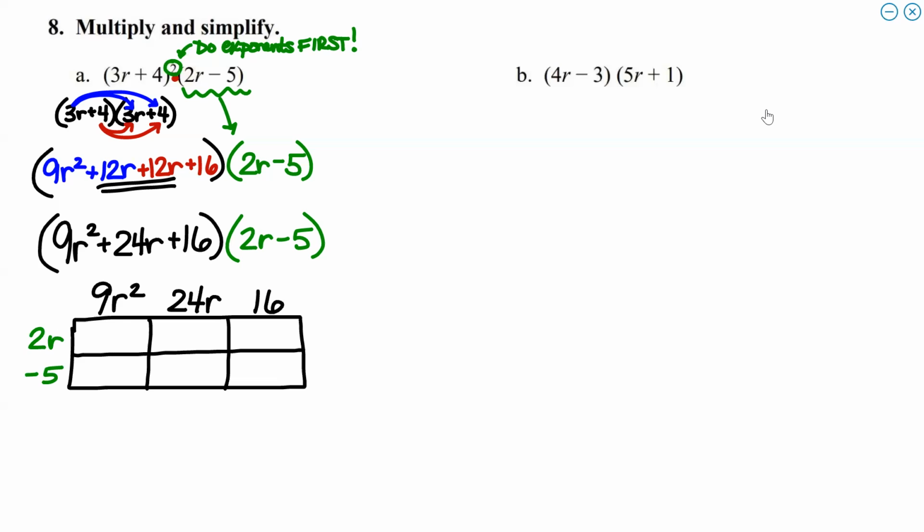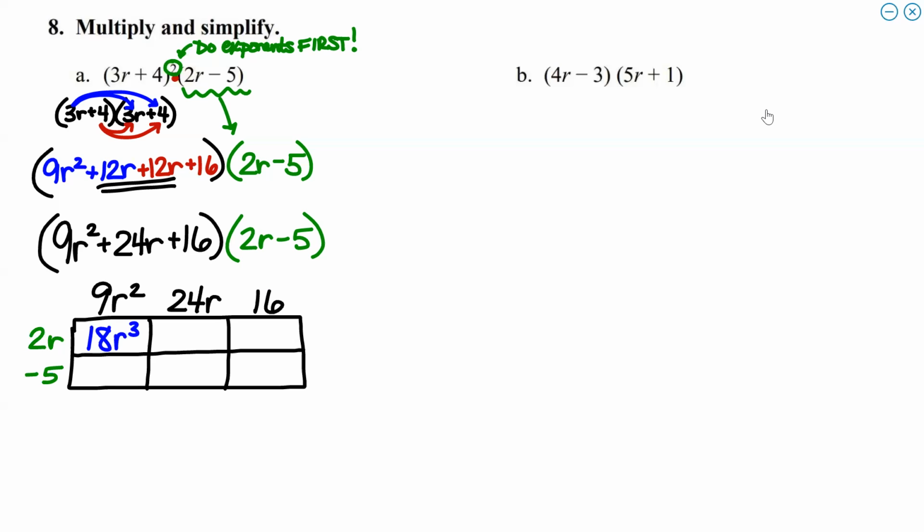And now I can make sure that I do all of the distributing that I need to by multiplying rows and columns together. So the first thing I'm going to do is multiply 2r with 9r squared, this row and this column where they meet. What do I get when I multiply those two together? 18r cubed. Oh, you're right. I wrote squared and you guys told me cubed. My apologies.